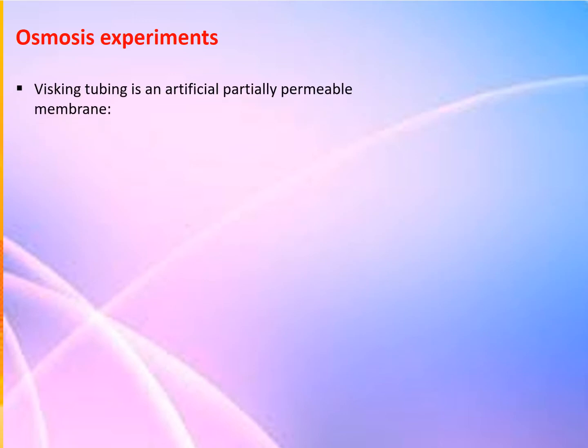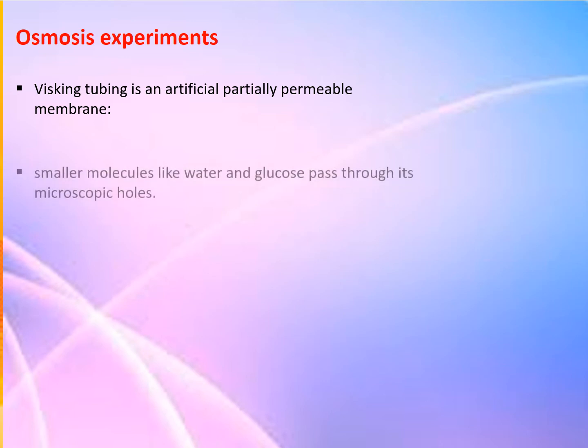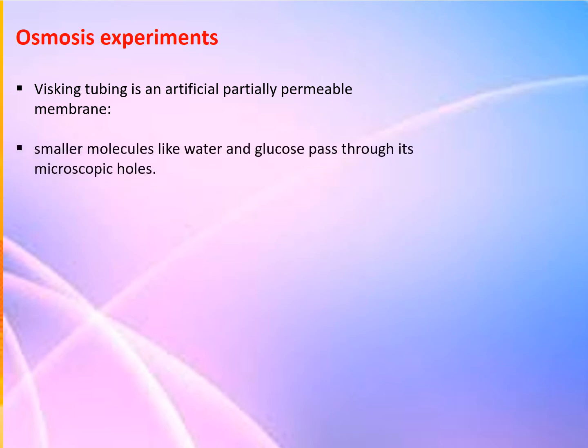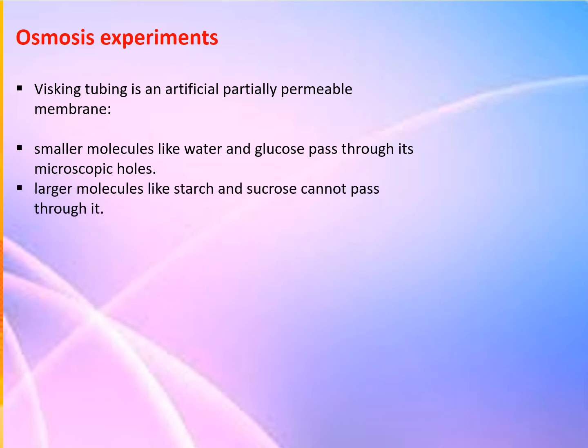Children, now we will see the experiment on osmosis. Visking tubing is an artificial partially permeable membrane. This is used in kidney dialysis machines. Visking tubing has microscopic holes in it, which let some molecules like water pass through. But children, it is not permeable to large molecules such as sugar, sucrose. This is why it is called partially permeable. Larger molecules like starch and sucrose cannot pass through it.